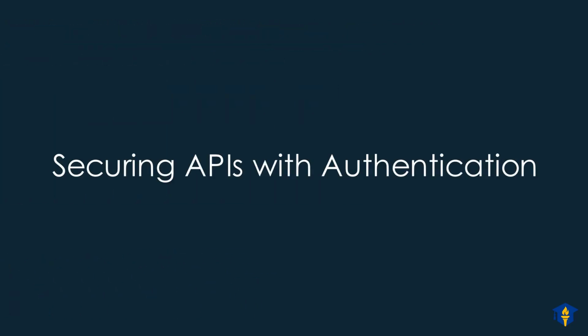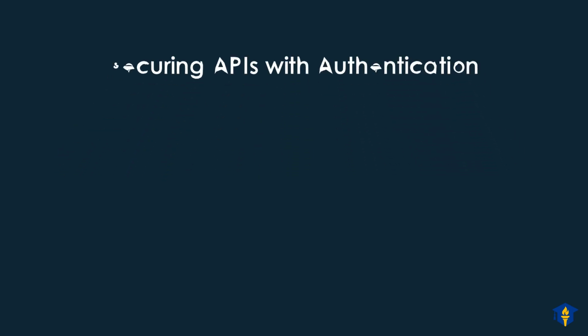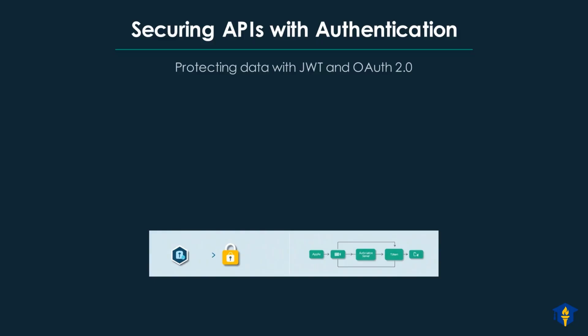Securing your APIs is paramount, and we'll now cover authentication methods to protect your data. We will explore how to protect data using JWT, which stands for JSON Web Token, and OAuth 2.0. First, let's discuss JSON Web Token, often referred to simply as JWT, for API authentication.